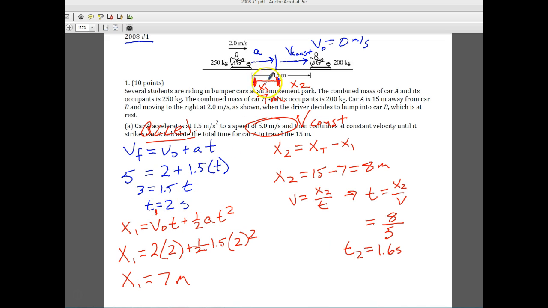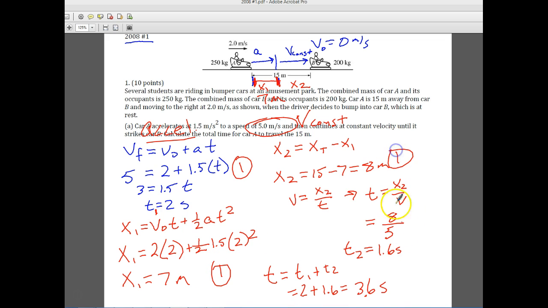This is the first leg, and this is the second leg. And now we want to find the total time, so t is equal to t1 plus t2. t1 we said was 2 seconds plus t2, which is 1.6 seconds. So our total time here is 3.6 seconds. That is the first part. That's worth 4 points, so it's kind of obvious where you get your points here. 1, 2. This is actually a point, and then doing all this would be our last point, which is 4 points.